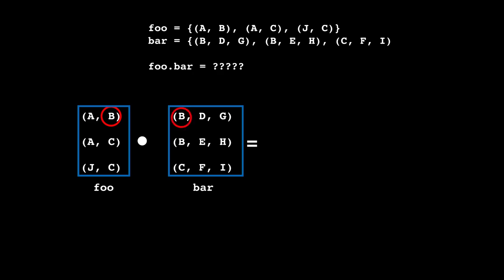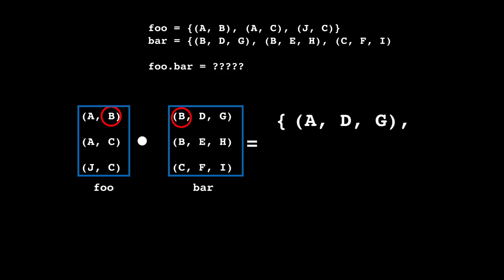Okay, this is your join where basically foo.last column equals bar.first column. All right, so does B equal B? Yes, it does. So now we can join those two rows together. The way an Alloy join works is you actually throw away the matching bit. When you join two SQL tables together, you keep the matching column in the resulting select. But in Alloy, you throw that little bit away.